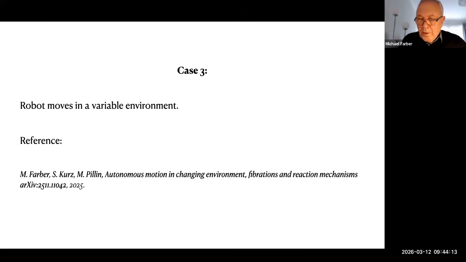Okay, so now I am at the main topic of this talk, case 3. So case 3 is the following. We have a robot that moves in a variable environment, and the variation of the environment is not known in advance, but it can be known in advance or not known in advance. This situation is discussed and analyzed in this paper, which is joint with Stefan Kurz and Matthias Pilin, which is on the arXiv.